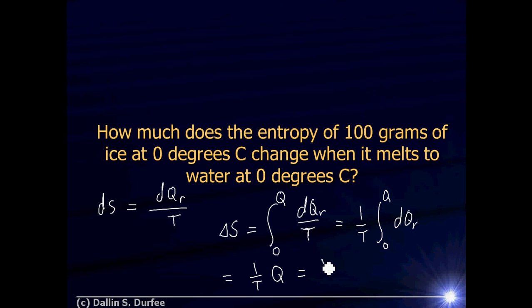But how much heat do I put in to melt 100 grams of ice? It's just the mass of the ice times the latent heat of fusion. Plug in my numbers, and I get my answer. Now wait a minute, temperature 0? I'm dividing by 0?